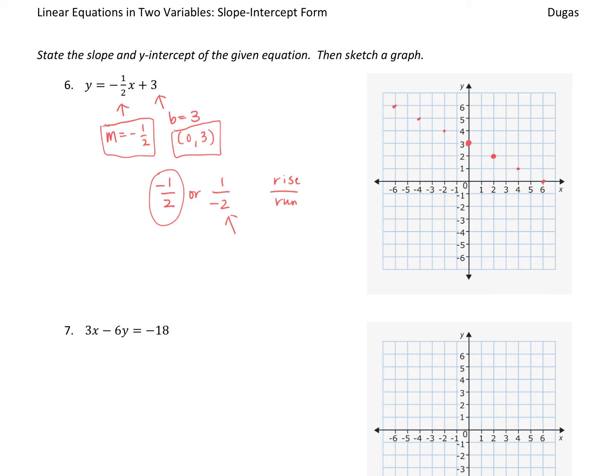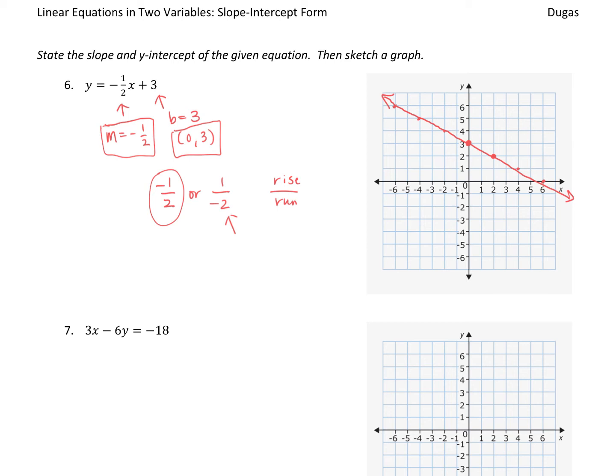Notice that all those dots look like they lie on the same line. That's a good sign, because this should be a line. This is a linear equation. So regardless of how you interpret your slope, either -1 over a +2 or a +1 over -2, either way, you're good. You get points on the same line. You simply connect those and you're done.